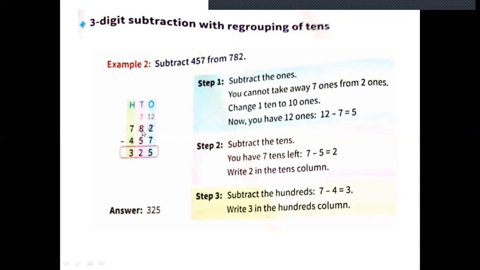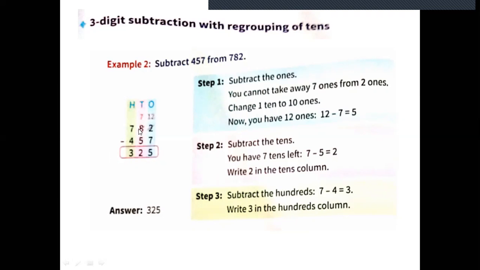Then what you have to do? 8 tens, from 8 tens, 1 ten you are taking. So what will it become? It will become 7 here. Next, what will you do? Subtract 12 minus 7. 12 minus 7 is 5.